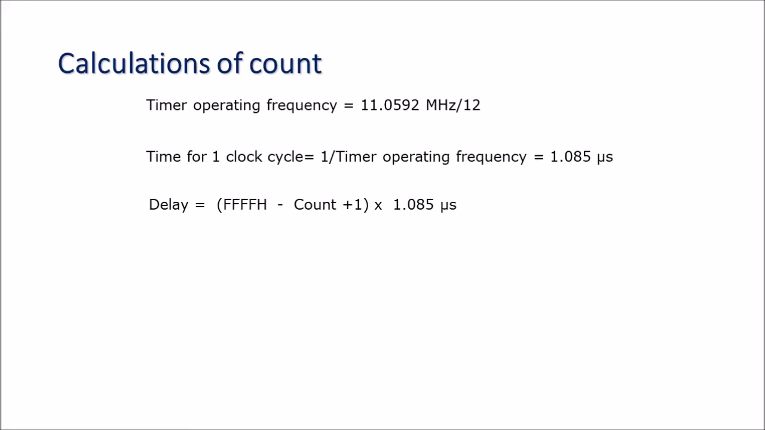these many clock cycles this timer will count, multiplied by time for one clock cycle, that is 1.085 microsecond. Here we'll get a delay in hex. To calculate delay in decimal, we can use formula delay equal to 65536 minus count plus 1 into 1.085 microsecond. So for any particular delay value, we can find a count which should be stored in count register of timer.